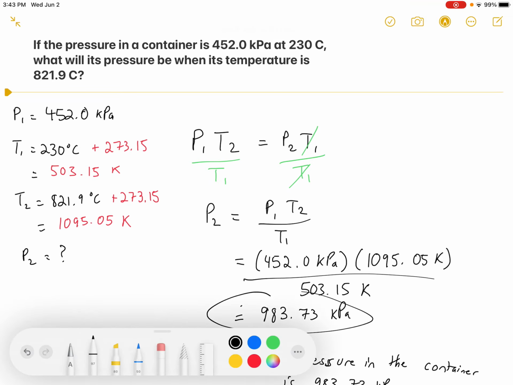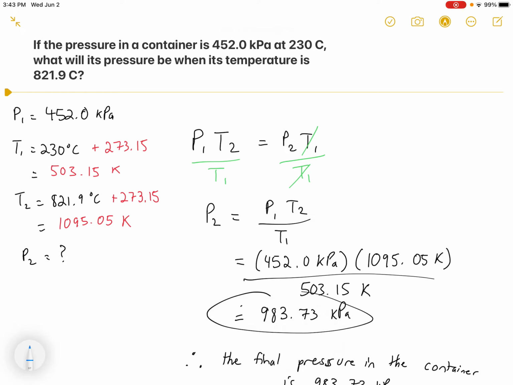Something to keep in mind for this question as well is that given that we are only told units of pressure and temperature, and that's all we have to work with, we assume the volume is constant.